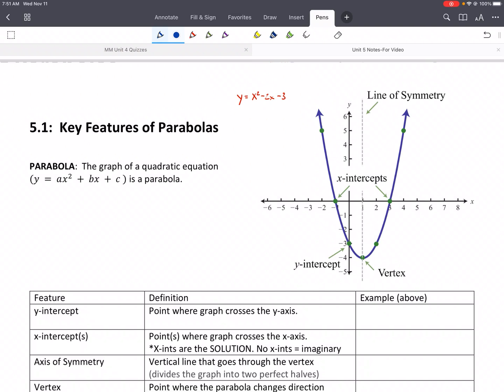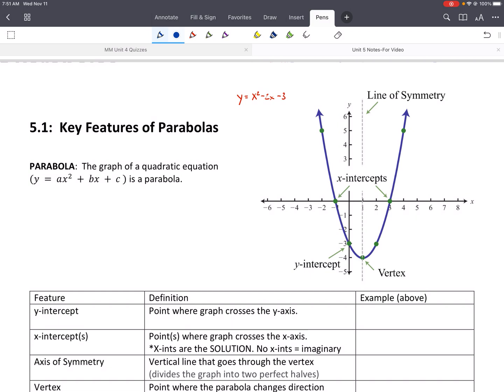All right, welcome everybody. This is Unit 5, Graphing Quadratics. So the first thing we're going to talk about is some vocabulary. We're going to talk about the key features of parabolas. And a parabola is like the shape of a quadratic.